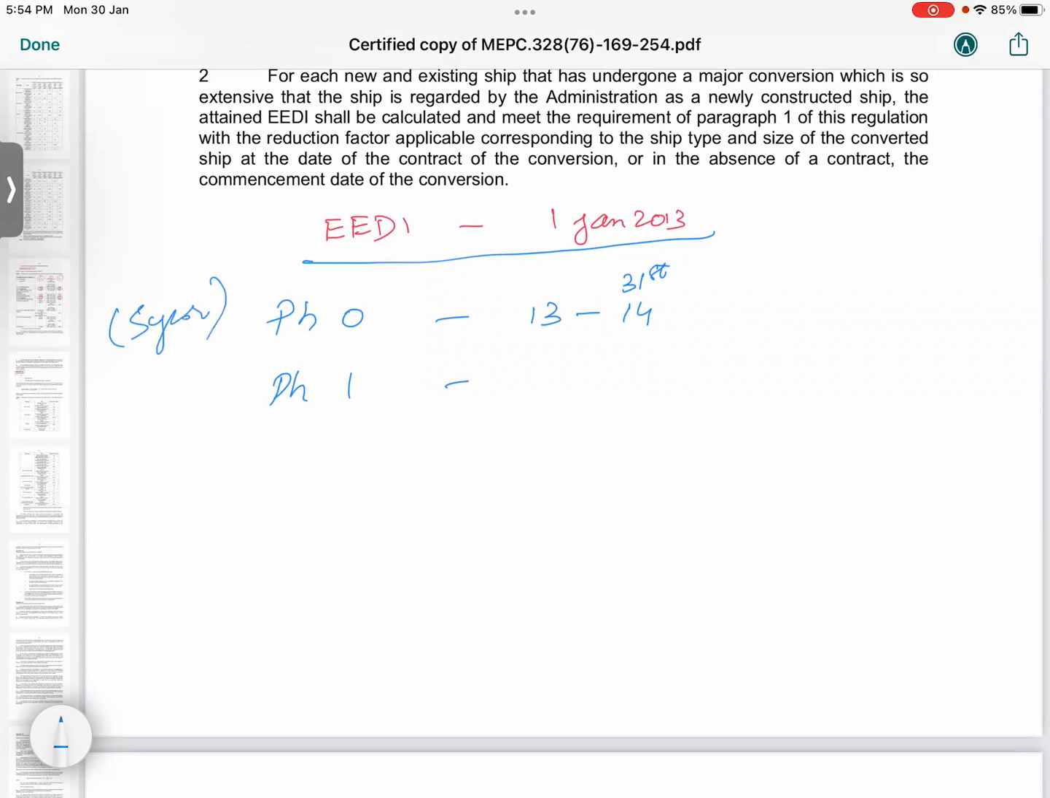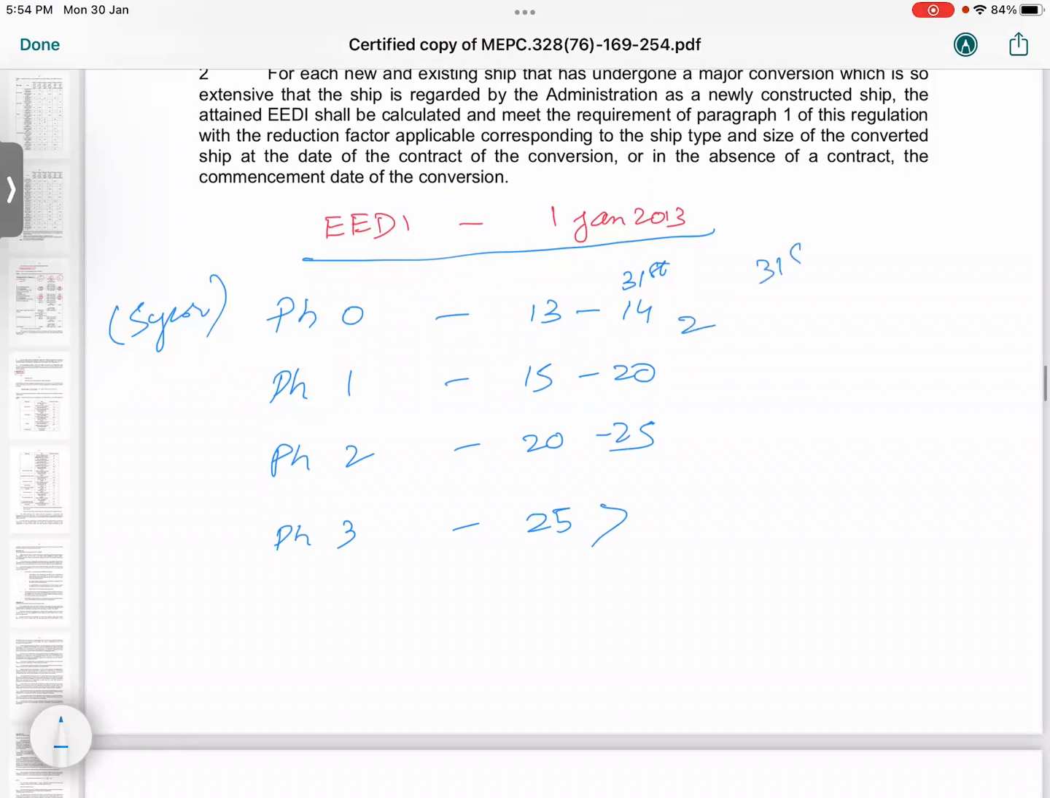Phase 1 will be 15 to 20, then phase 2 will be 20 to 25, right? So phase 3 will be 25 and onwards. That is the strategy. Now phase zero is 13 to 14, which means 2 years, that is 31st of December 2014. It is almost exactly 2 years: 1st January 2013 to 31st December 2014. So it is just 1 day short of 2015, right?